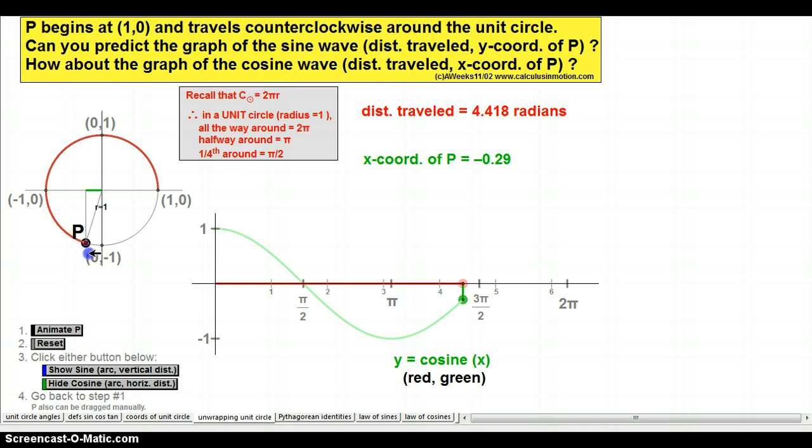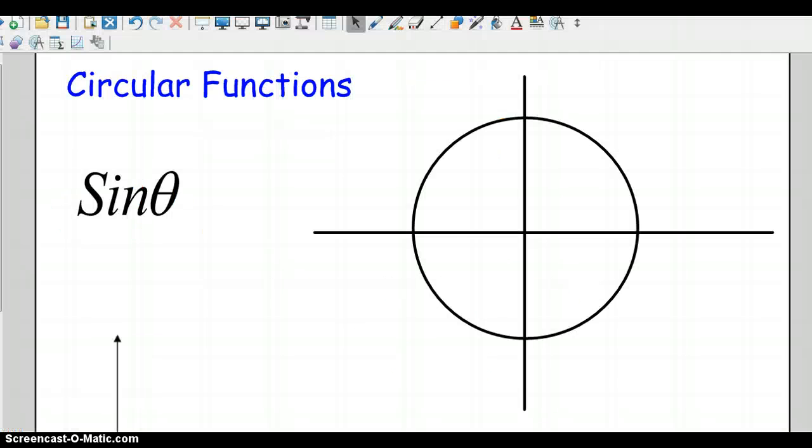You guys can pause this at any point if you want to look back at why this is happening. But very similar. And then when I do my tangent graph, I'm taking my sine divided by my cosine. And we'll do that together in just a moment. So let me pull you back over here to our notes.